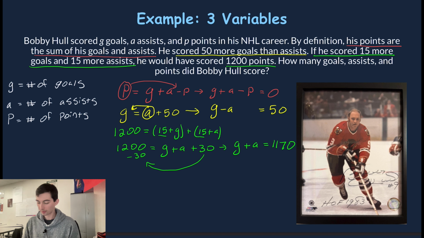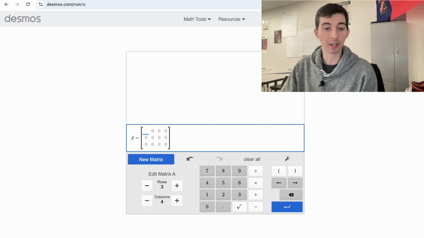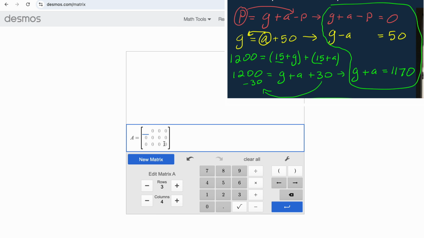So now let's plug this into our matrix calculator. In my matrix calculator, I'm going to click New Matrix, and I need 3 rows and 4 columns. The first row here will be my G's, my goals, then assists, then points, and then my number. So let's type in our coefficients. In my first equation, I have G plus A minus P is equal to 0. So I have 1 G, 1 A, and negative 1 P, and that gives me 0.